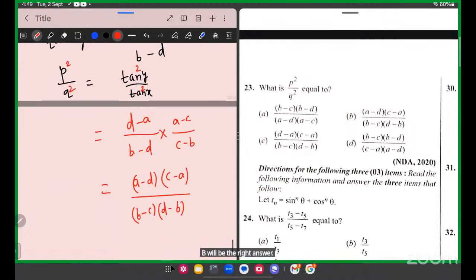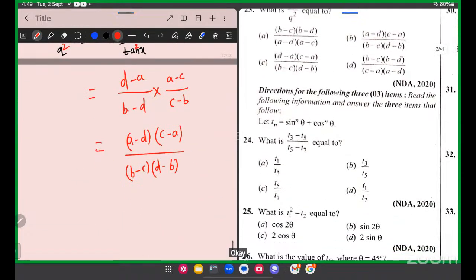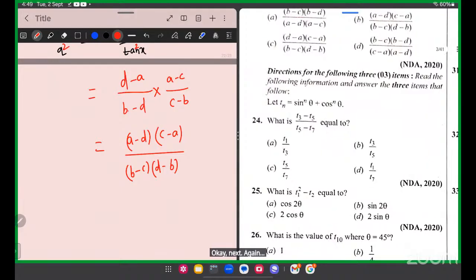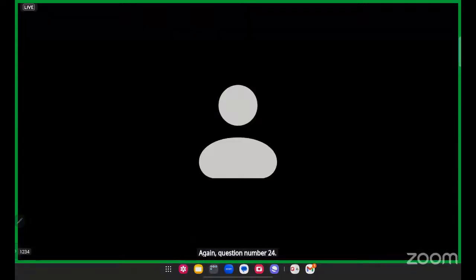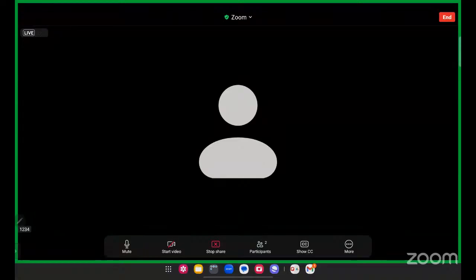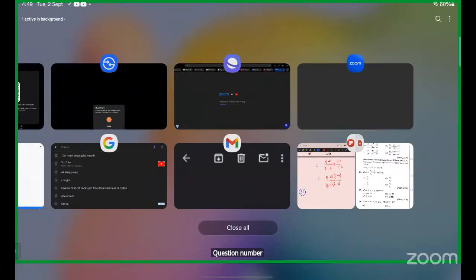So very easy, right? Okay. Next, again, 3 questions are there. Very easy. Just try to solve it. Again, question number 24.